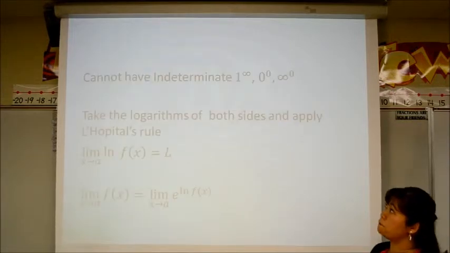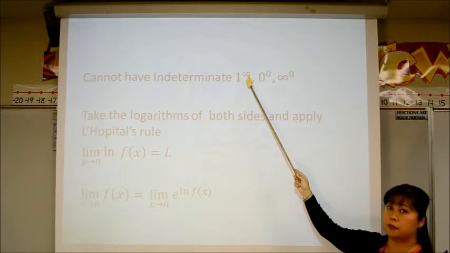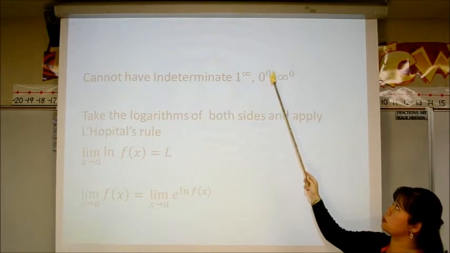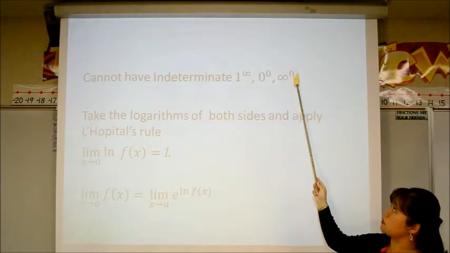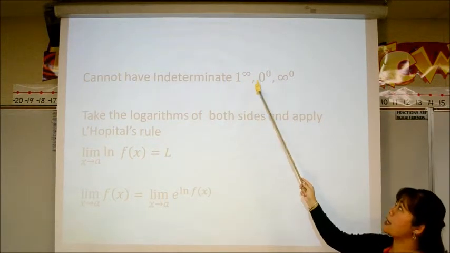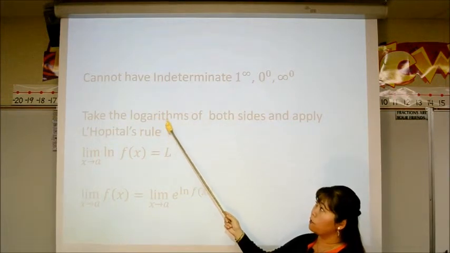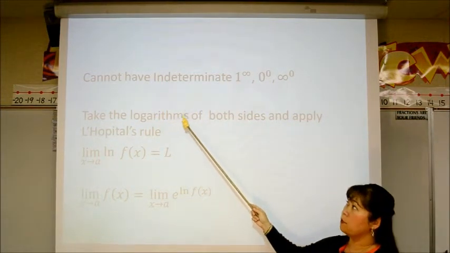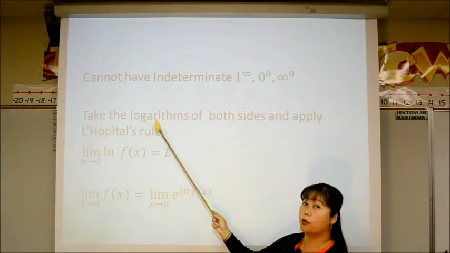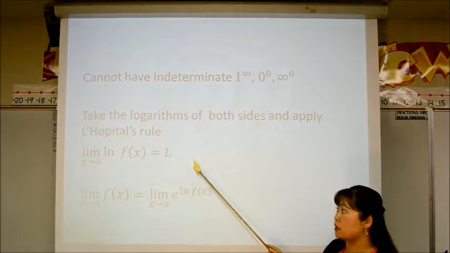Alright, another form that we cannot have is an indeterminate when it's 1 to the infinite exponent, or 0 to the 0 power, or infinity to the 0 power right there. So these are the 3 types right there you cannot have. Now when you have something like this, we're going to do the logarithms. So if you remember from pre-calculus, when we have an exponent, we could do the logs on both sides of the equal sign, and that will bring exponents down.